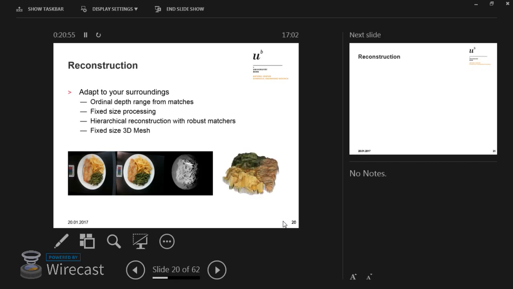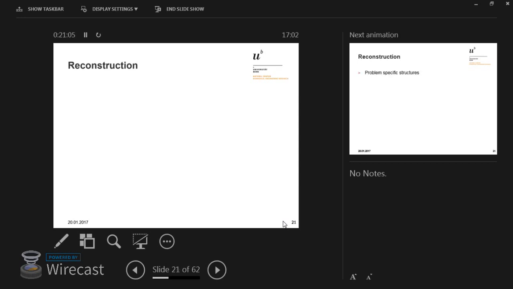And finally, at the end, once we have the 3D mesh, we also give it a fixed size, and that way we don't ask too many questions or too much out of the processing. But this is fairly, I would say, standard. This is fairly general problems. What if we have some problem-specific ones?